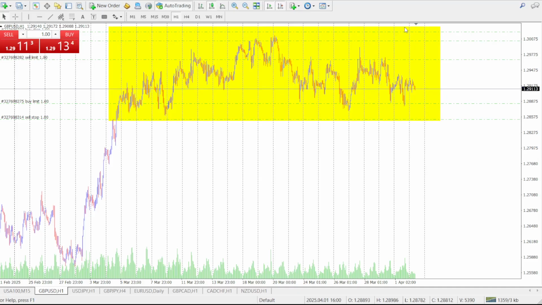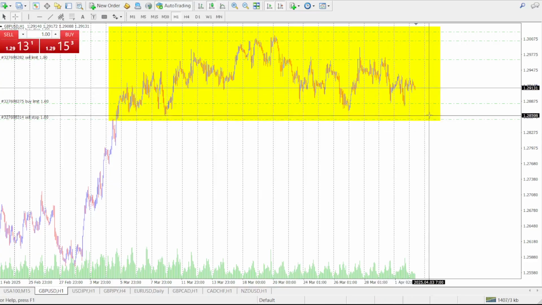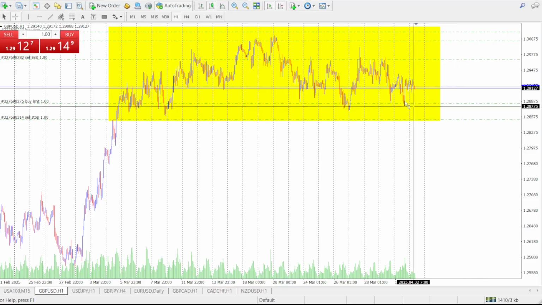Now it doesn't end there. Make sure that you always use stop losses and take profits, because managing risk is crucial. For example, I set a sell limit around here, and considering the current market situation, it's a ranging market, so I can decide to set a take profit for this particular sell limit. I can set a take profit for maybe here. You can set a take profit for this level, which should be around 1.28875.